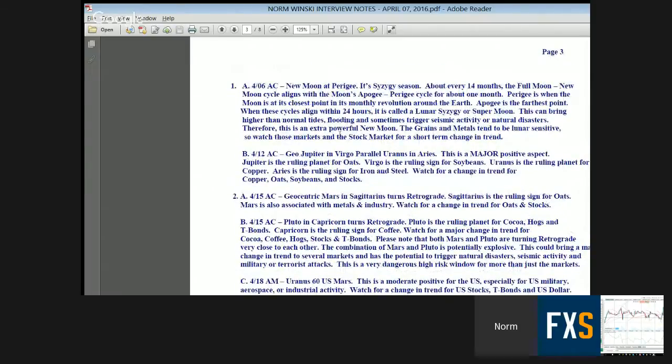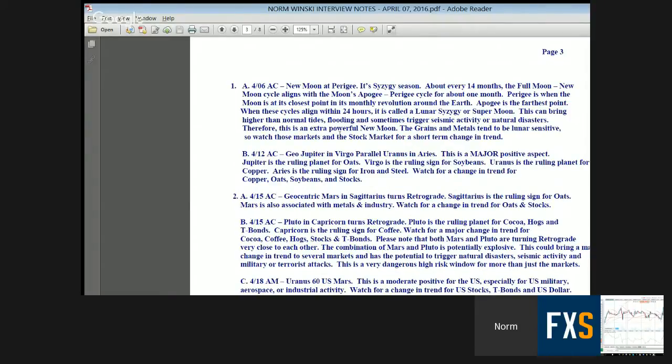That has to do with international affairs, trade, transportation. Okay, then we have Pluto, which is in Capricorn. That could be political, and it's in Capricorn, which also implies the possible seismic activity. You could get earthquakes, volcanoes, all kinds of nasty stuff going on here.